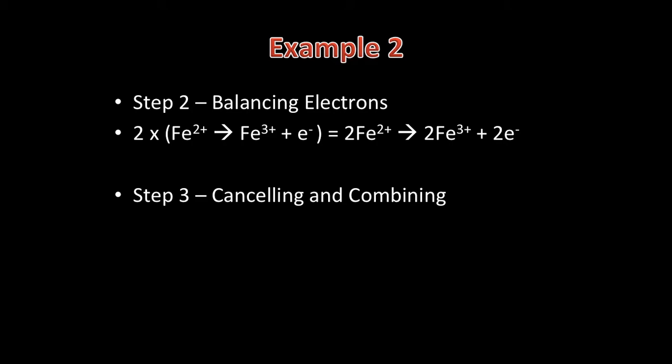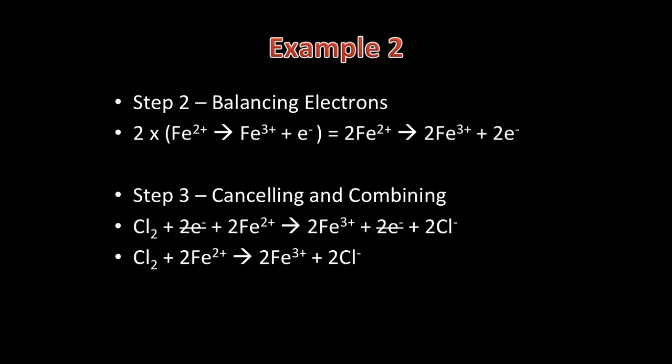Finally, step 3, cancelling and combining. The electrons on each side cancel out, leaving Cl2 plus 2 Fe2+ reacting to form 2 Fe3+ plus 2 chloride ions.